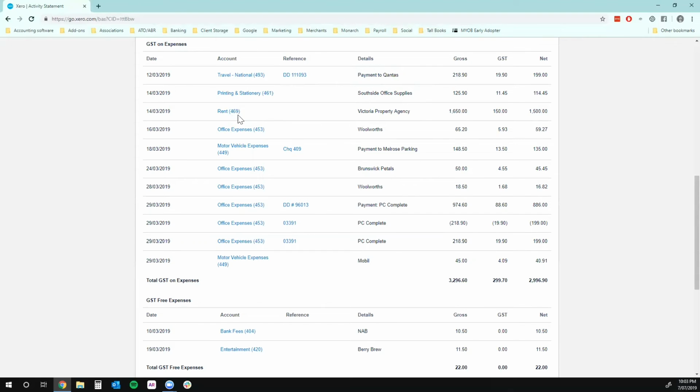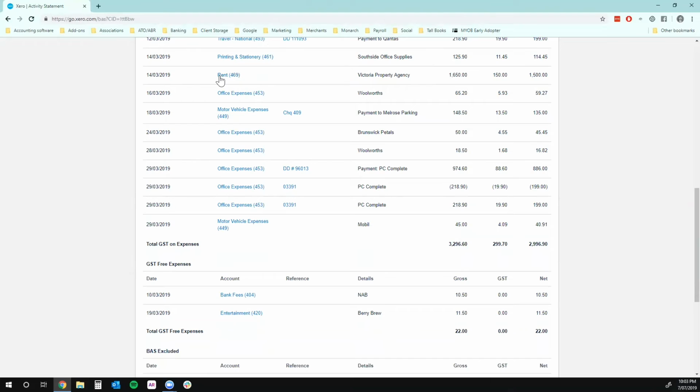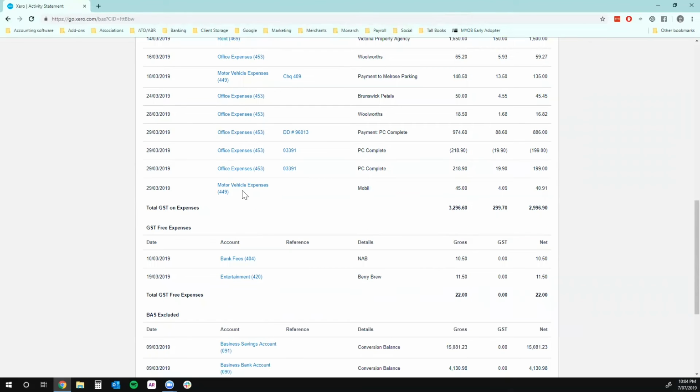So we move our way through. We've got printing and stationery, rent, office expenses, motor vehicle expenses, some other office expenses, and another motor vehicle. They all look normal. That's fine. Let's just say that one of these transactions was incorrect. I can click into that transaction to open up a new window.